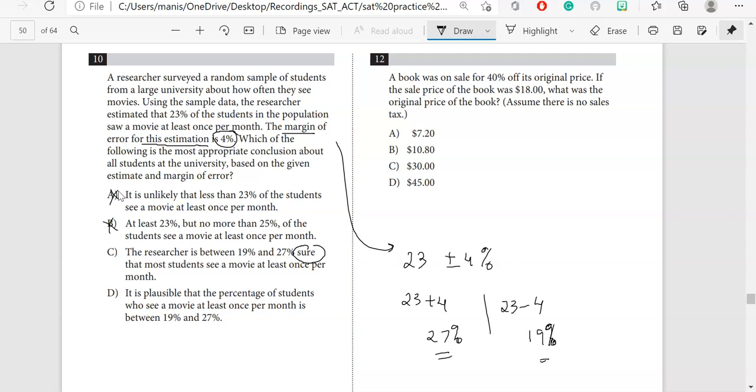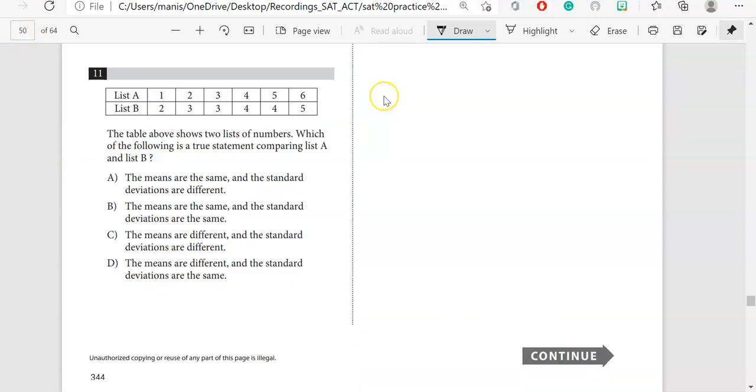But when I come to option D, it says it is plausible. Plausible means reasonable, fair. Let me rewrite it over here. Okay, my spelling is okay. Here you go. Reasonable. It is reasonable that the percentage of students who see a movie at least once a month is between 19% and 27%. Yes, option D is the correct answer, because option C means the researcher is quite sure. That's not going to work for this one.